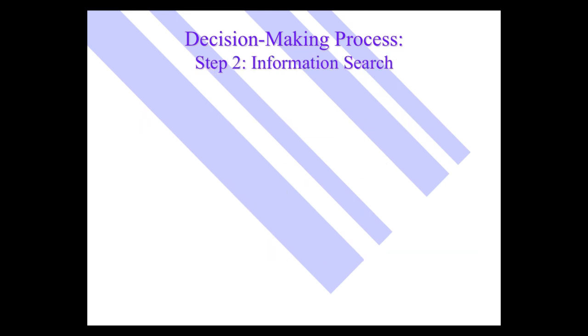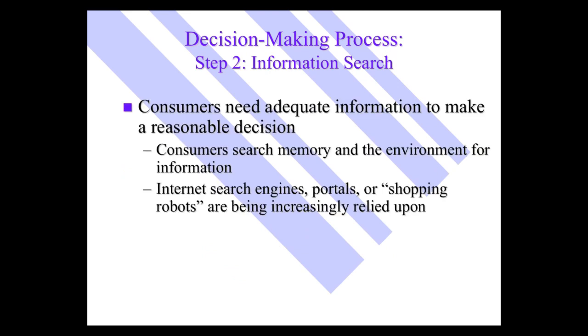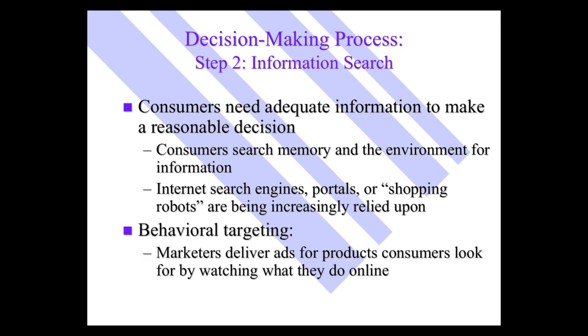Step two, information search. I have a problem, I need some information. So consumers need adequate information to make a reasonable decision. They start by searching memory and the environment, and then they go deeper. Internet search engines are increasingly being relied upon. Now, behavioral targeting is occurring with regard to the internet. This is where marketers deliver ads for products consumers look for by watching what they do online.